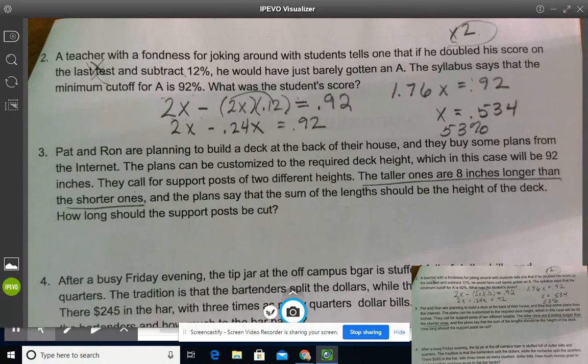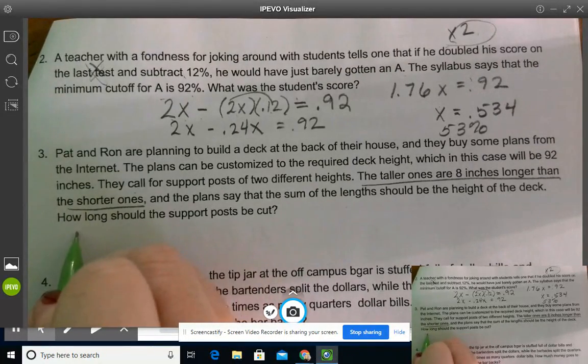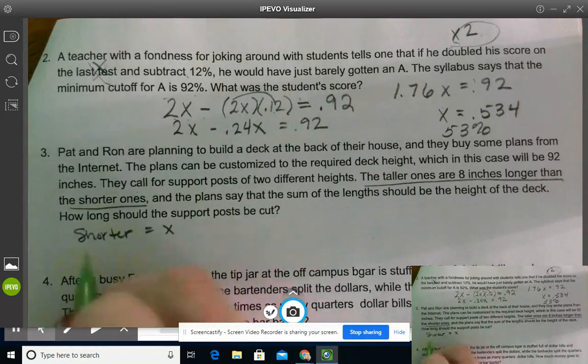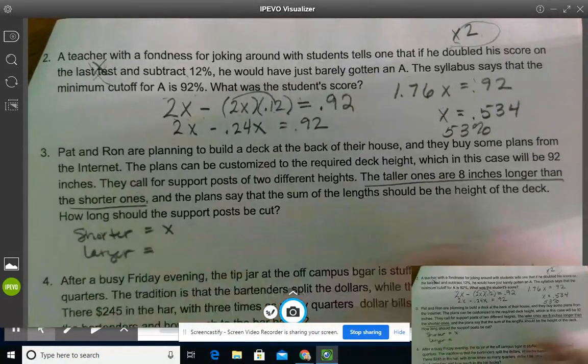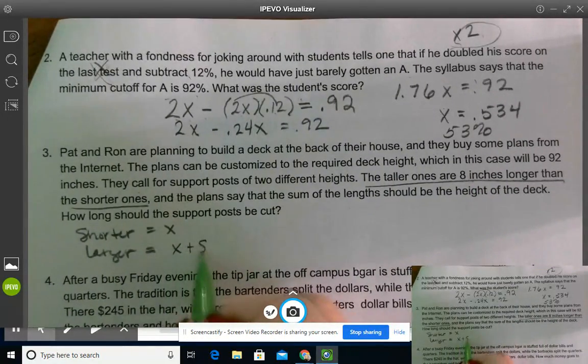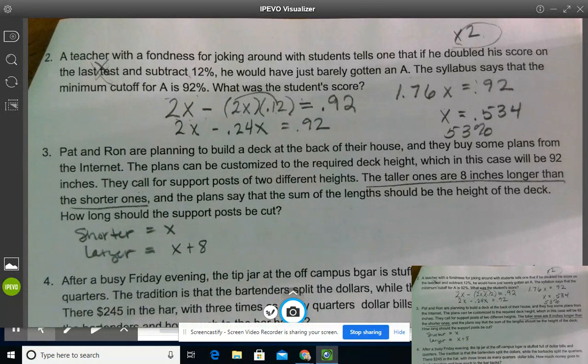So I am basing the taller ones off of the value of the shorter ones, then write equations or expressions for those. So if I make the shorter ones equal to x, then I know that the larger ones are going to be 8 inches longer than the shorter ones. So I could represent the longer ones by x plus 8 or 8 plus x, however you want to do it.